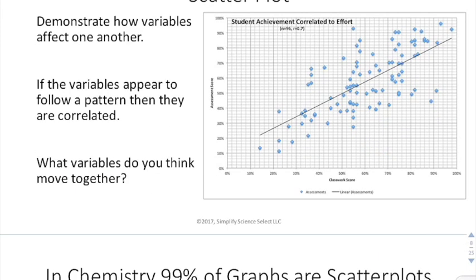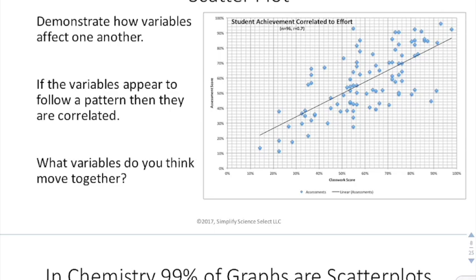A scatter plot demonstrates how the variables affect one another. So, how does your classwork score affect your assessment score? If your classwork scores are 90s and 100s, are your assessment scores 90s and 100s? Hopefully you would see that relationship, where people who don't do well on classwork aren't doing well on the test because they're not understanding the concepts. So, you're looking for the variables to see if they're correlated or if there's a pattern.